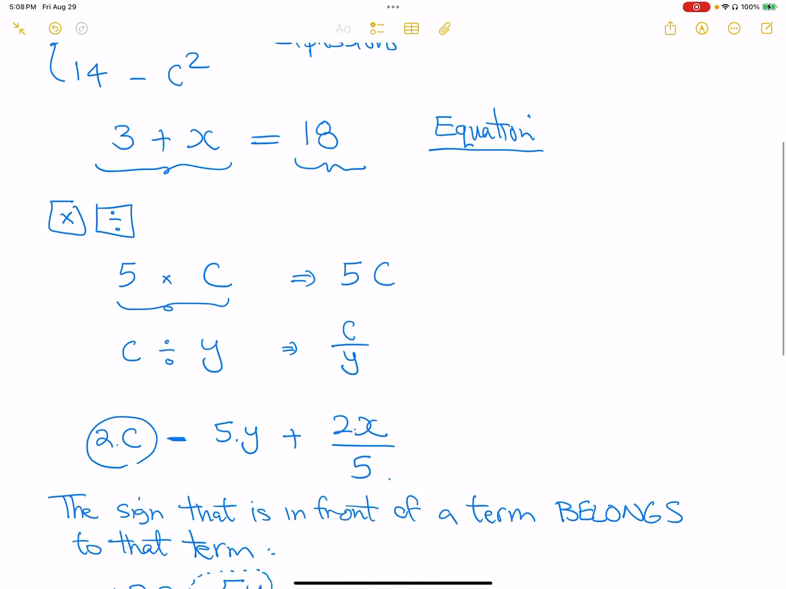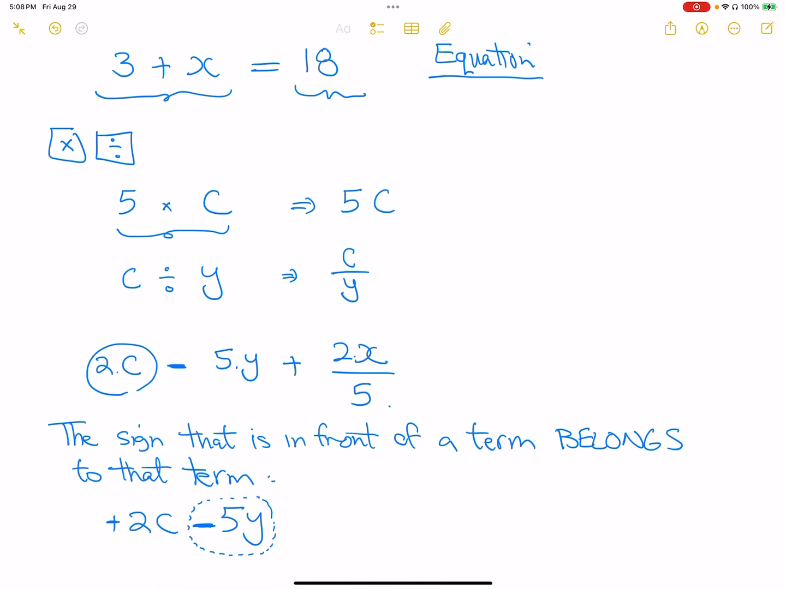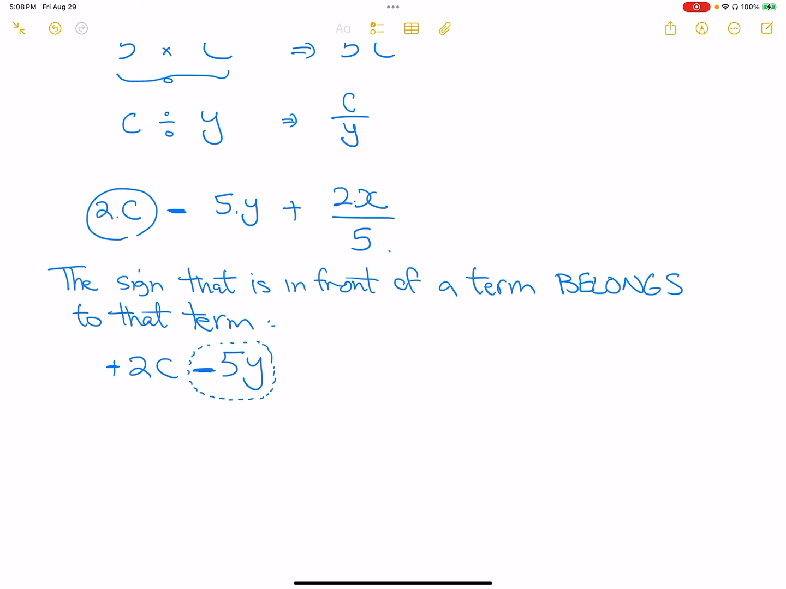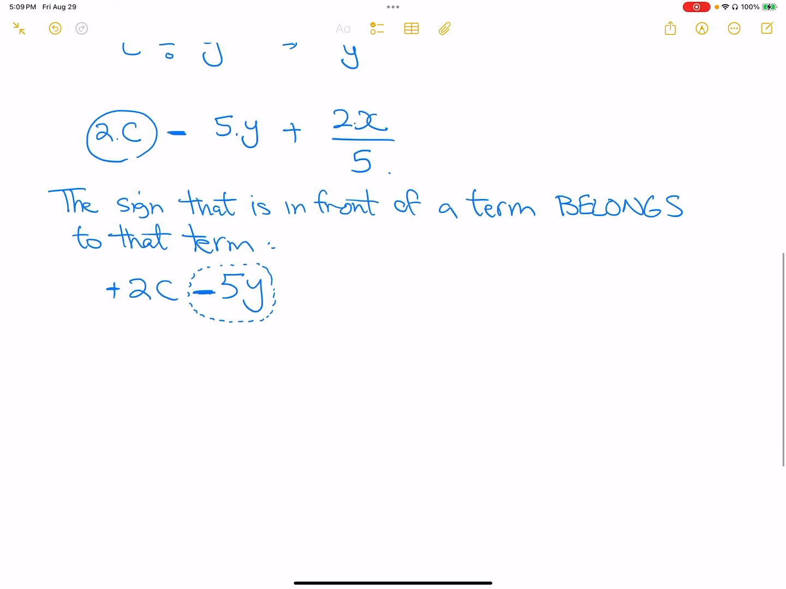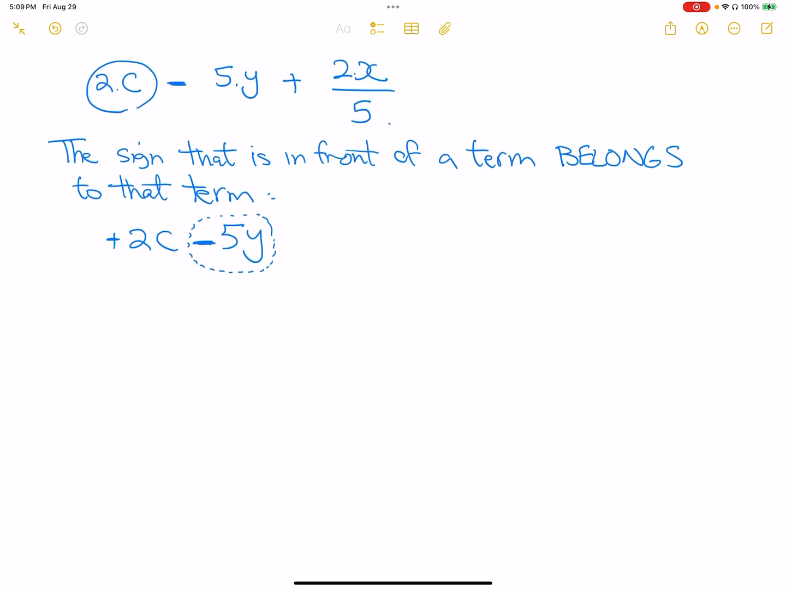Multiplication and division attach terms to each other. So 5 times c makes 5c, and it's still one term. And the signs in front of terms move with it, attach themselves to it. So minus 5y is attached to that term. So wherever that term goes, if it's an equation or whatnot, that negative should go with it. So this was the first part of our lesson.